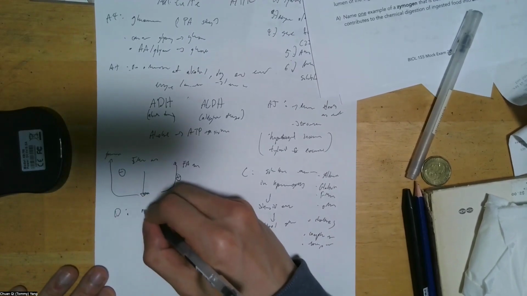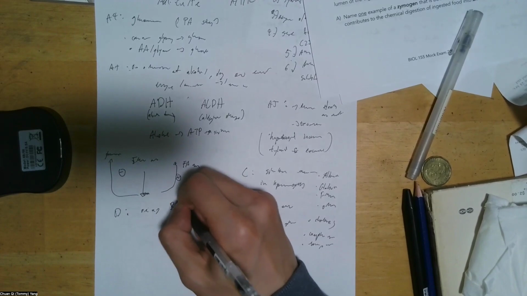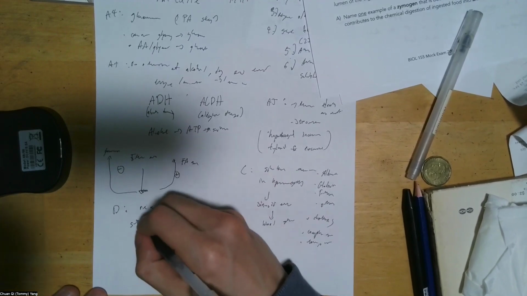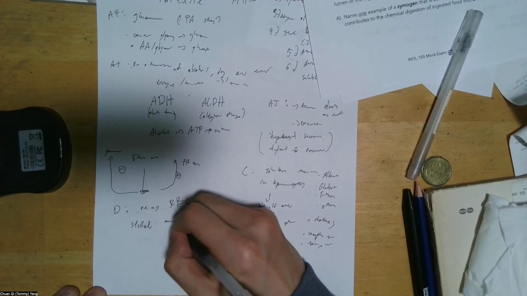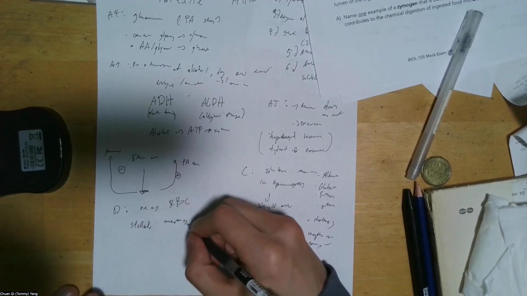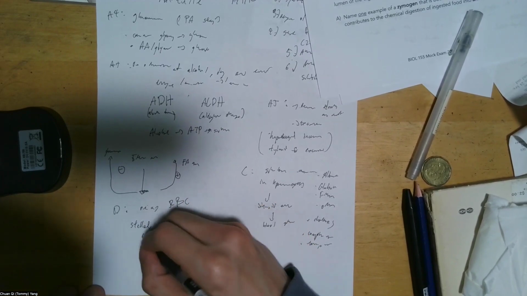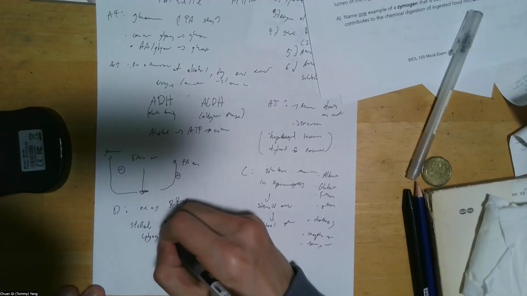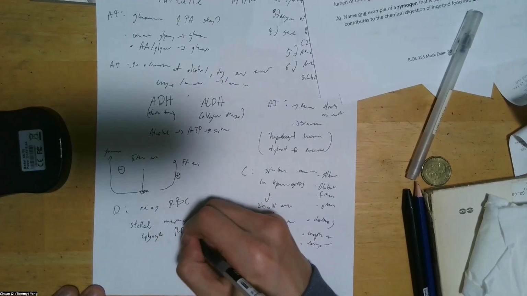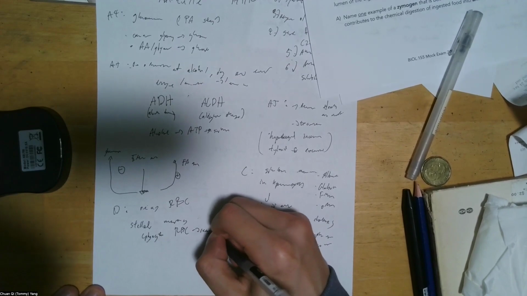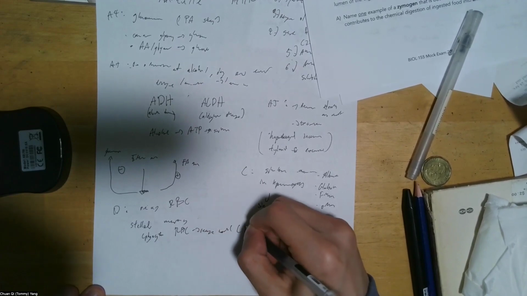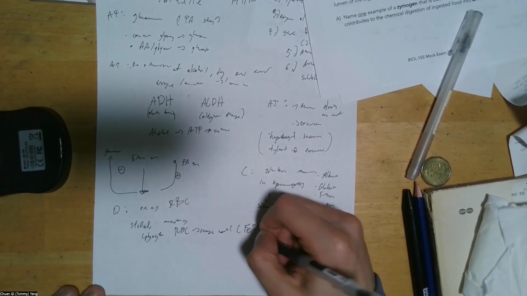Function D, it can recycle red blood cells. Remember the stellate macrophages? They phagocytose red blood cells and recycle the contents, especially the iron in them.